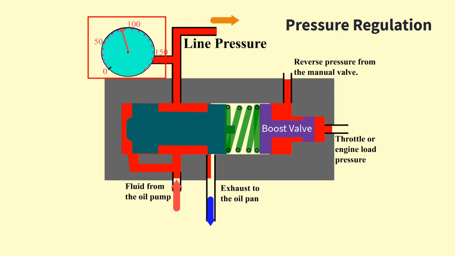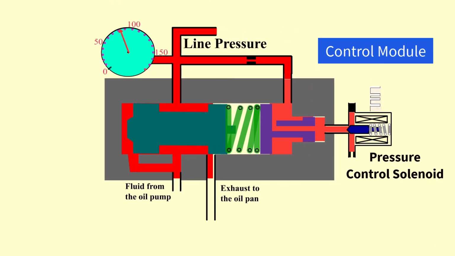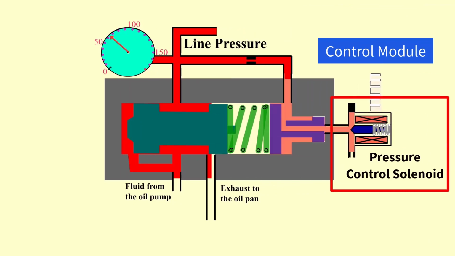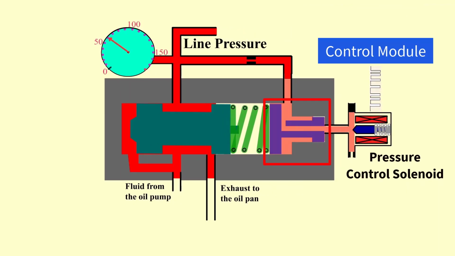Adding pressure to the boost valve compresses the spring, which makes it more difficult for the valve to open the exhaust port. This causes the line pressure to increase. Modern transmissions all use pressure control solenoids to control the position of the boost valve.